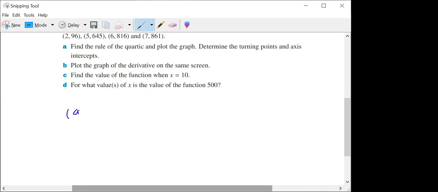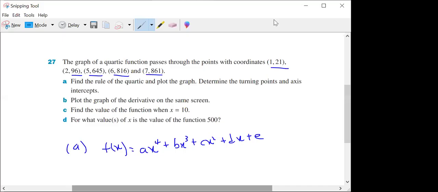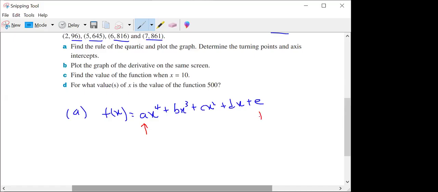So basically we've got f(x) equals a x^4 plus b x^3 plus c x^2 plus d x plus e. And then we just need to solve the simultaneous equations of all of these points. So basically, we need to type those into our calculator, and then we can solve for our coefficients from a to e. So, okay, let's get started.